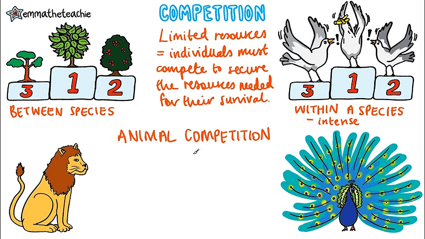Let's look at animal competition. First of all, animals compete for food. Here we can see seagulls fighting over some chips. This is a really common form of competition.